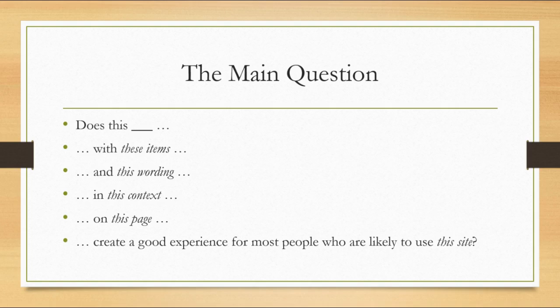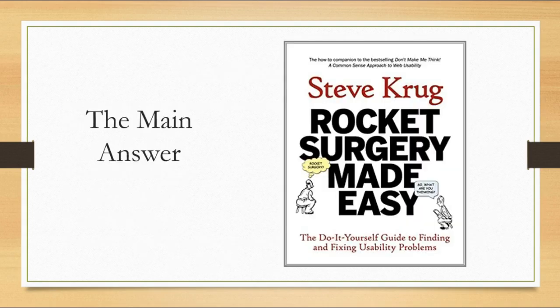But the main thing is, the best thing to do is use the main answer. The main answer is usability testing. Now, the author of the book we're using, Don't Make Me Think, also has a book out there on how to do usability testing called Rocket Surgery Made Easy, a do-it-yourself guide to finding and fixing usability problems.